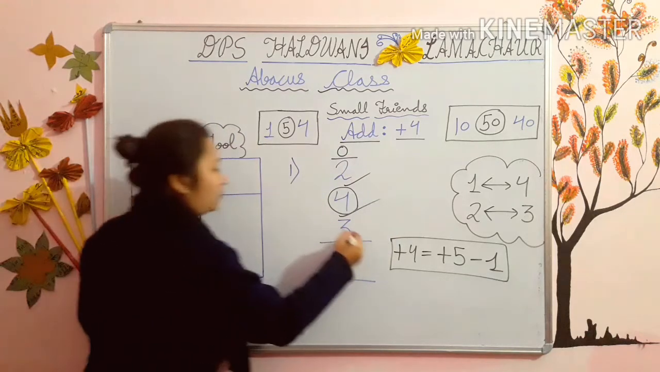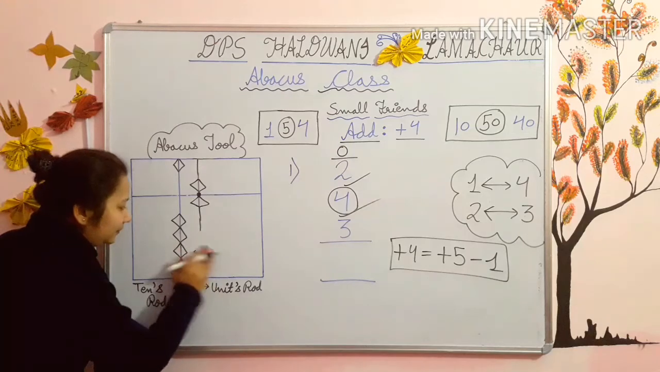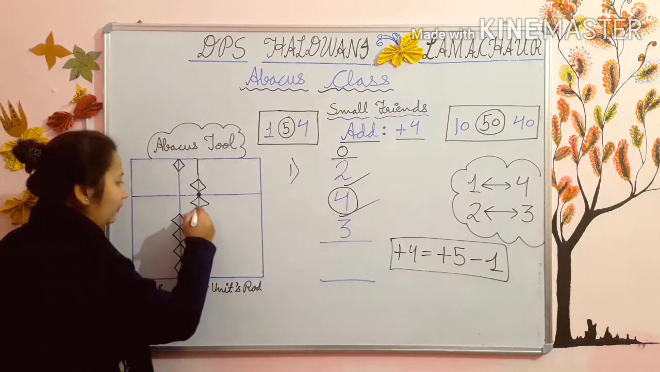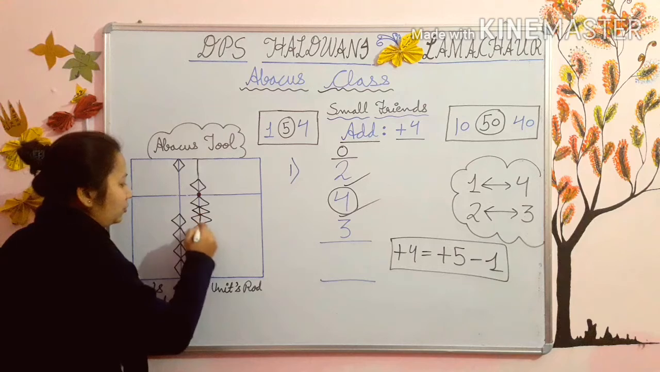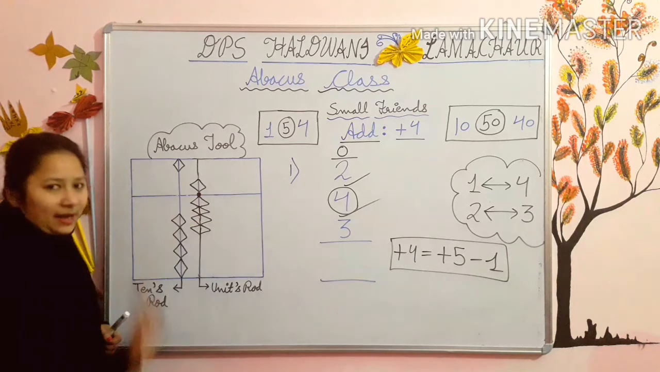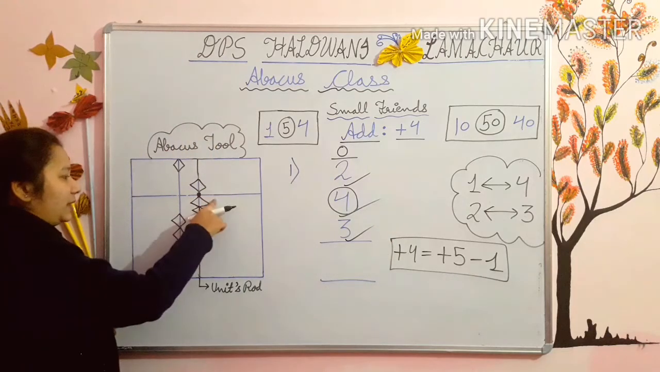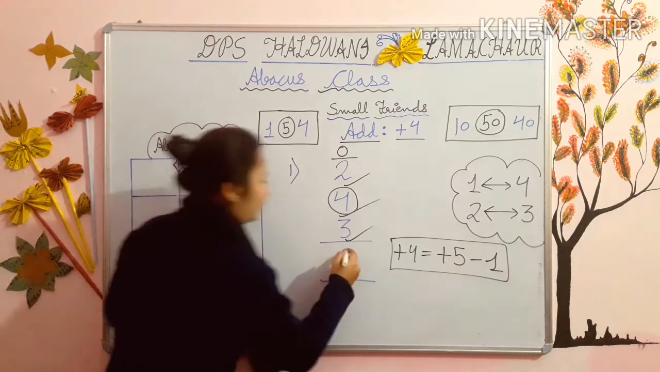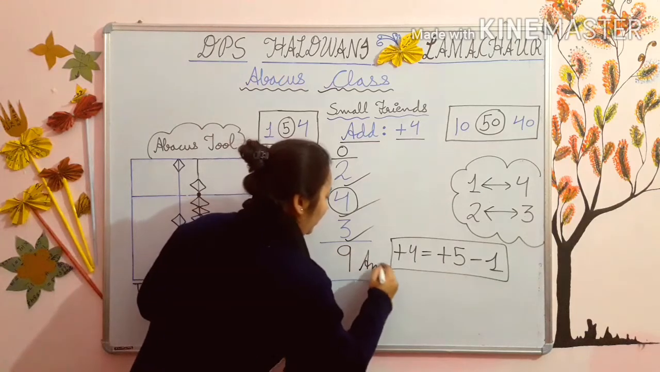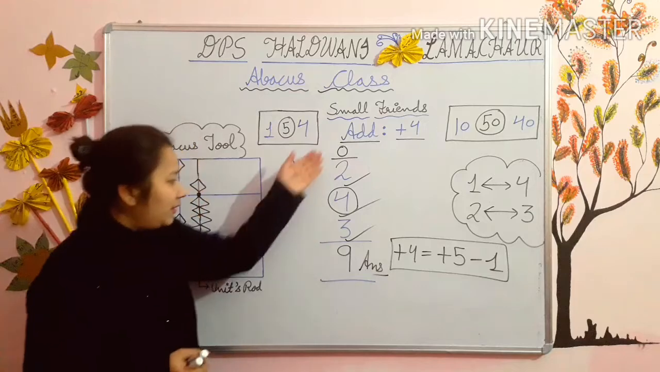Now next you have to add 3. Now see 3 beads are there. You can add directly. 1, 2, 3. 3 beads I have added. Now this is also done. Now count. See 5, 6, 7, 8, 9. 9 is your answer. See, some kids will think that this is a very small sum.